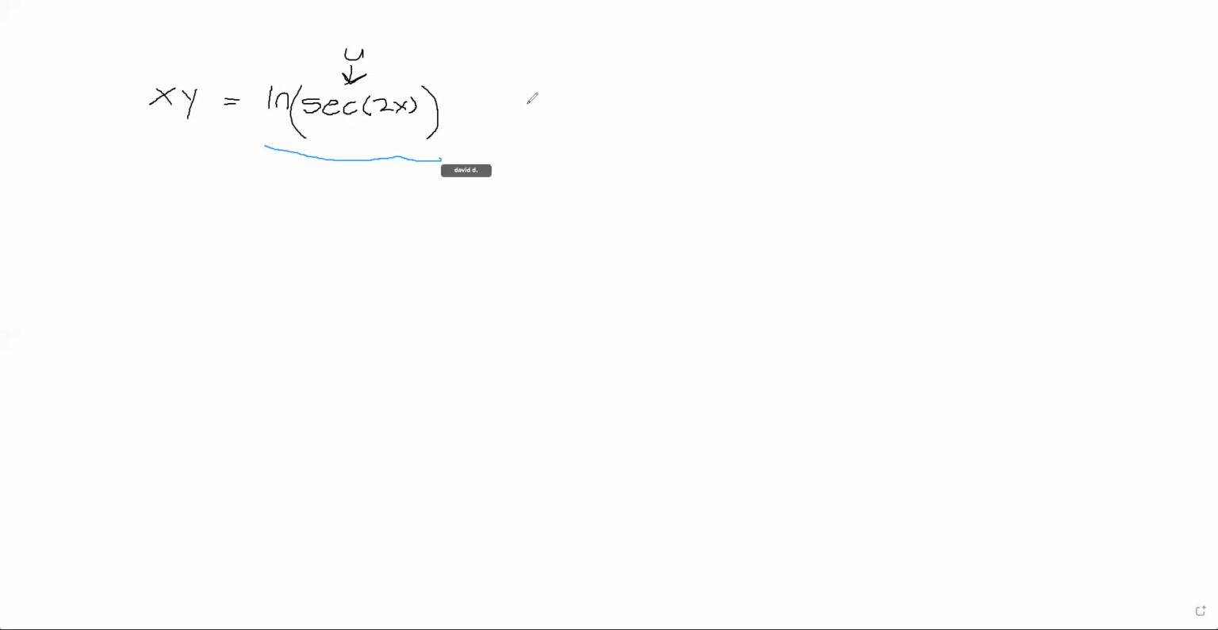Yep, exactly right. Oh, okay. So u is secant of 2x. See if you can start by finding the derivative of u. That's going to be chain rule. Okay. Yep.